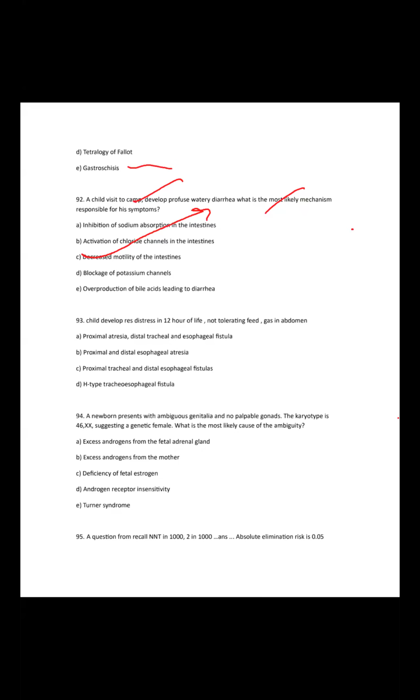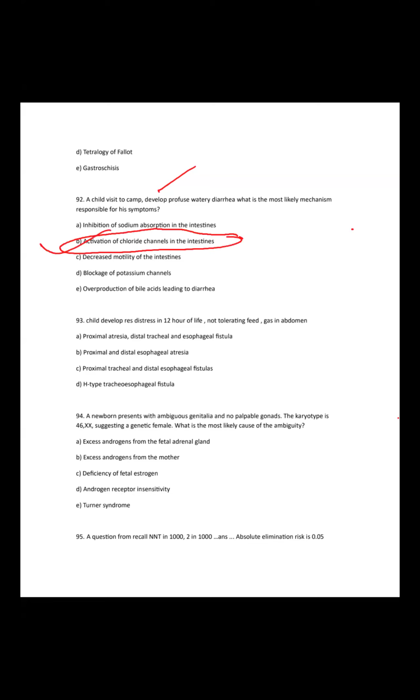Okay. Next case, a child visited a camp and developed watery diarrhea. What is the most likely cause? So camping visit and then profuse watery diarrhea. It is most likely related to cholera, and in cholera there is activation of the chloride channels in the intestine.